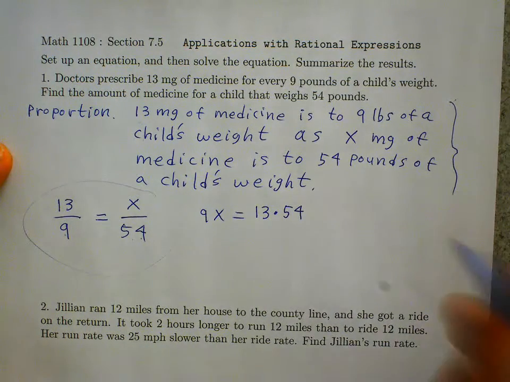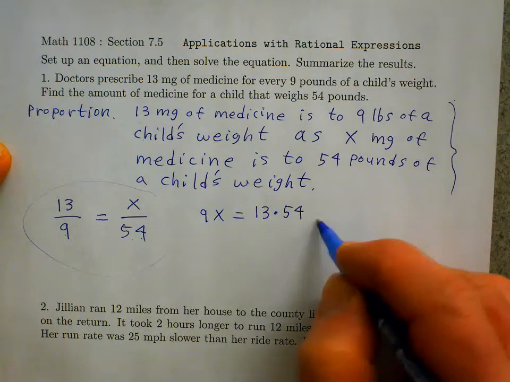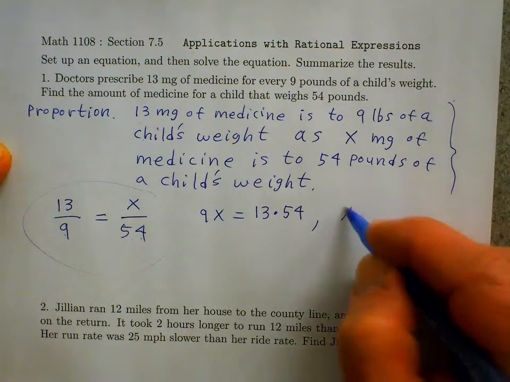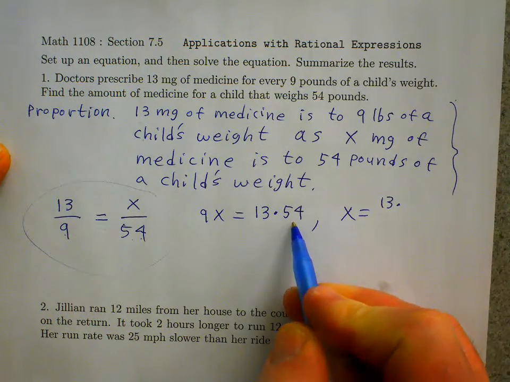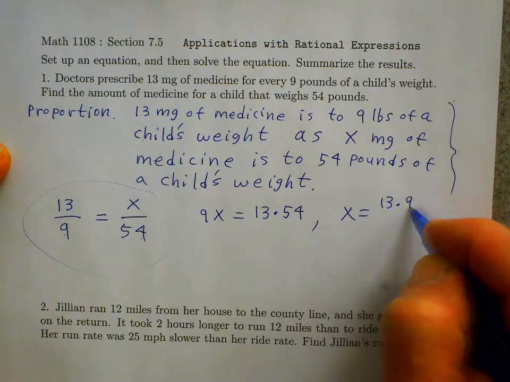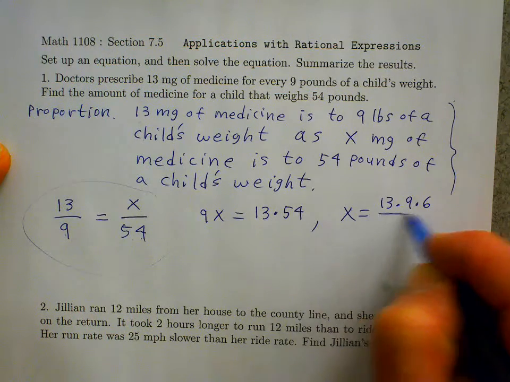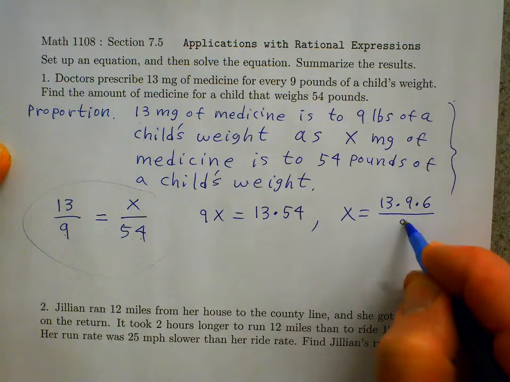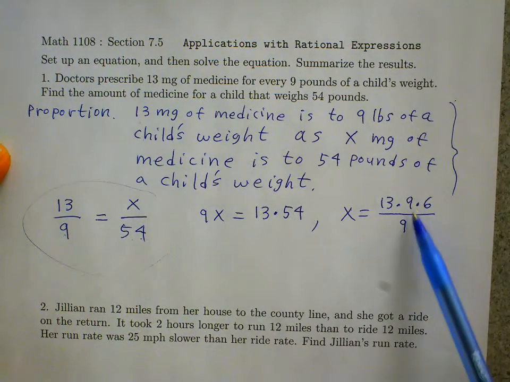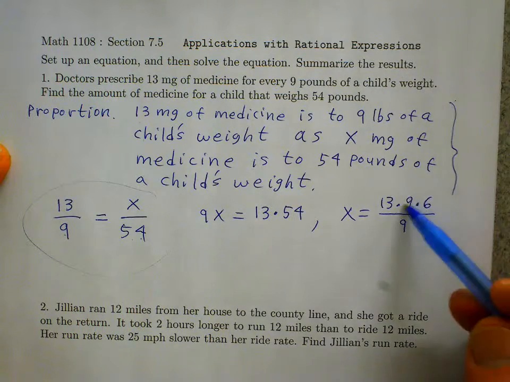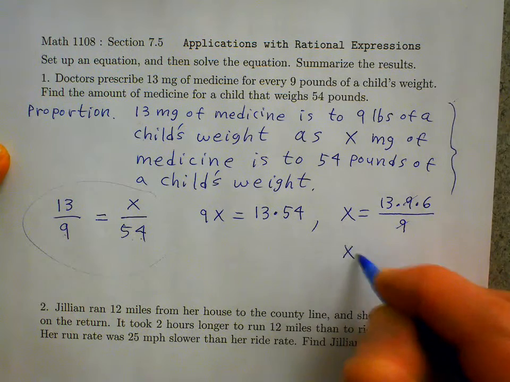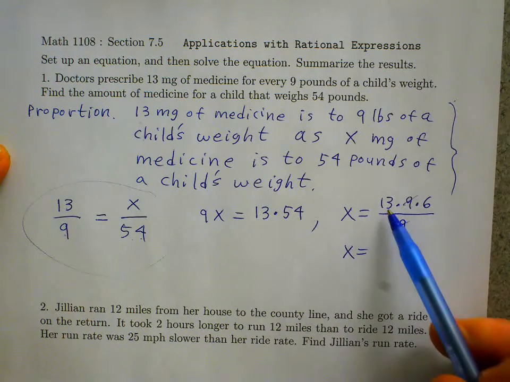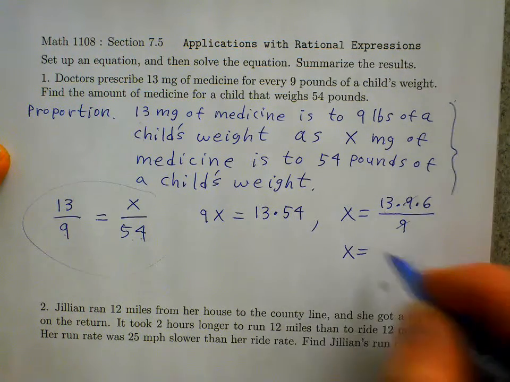Or you could notice, well, I'm going to divide by 9, but notice that 54 is 9 times 6. And then I'm dividing by 9. And we can see that one factor of 9 cancels from each. And so X is just 13 times 6, or 78.